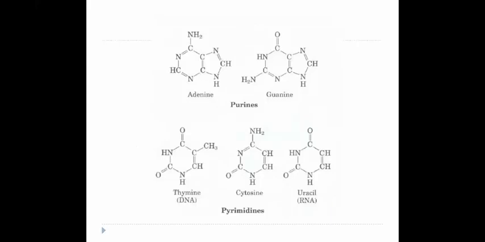Then the types of nitrogenous bases, we have purines and pyrimidines. Examples of purines are adenine and guanine. These have 2 rings each. Adenine has 2 rings, guanine has 2 rings. Then the pyrimidines, we have thymine, cytosine, and uracil.